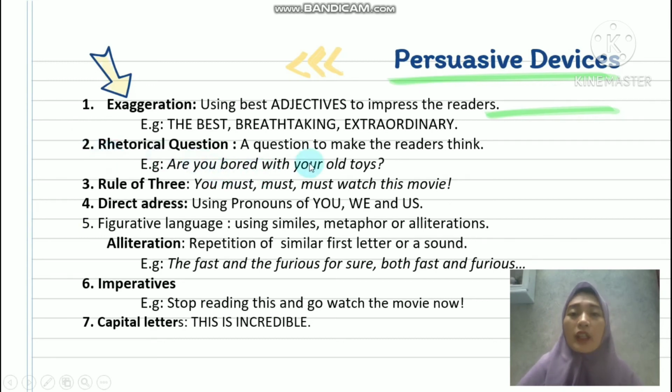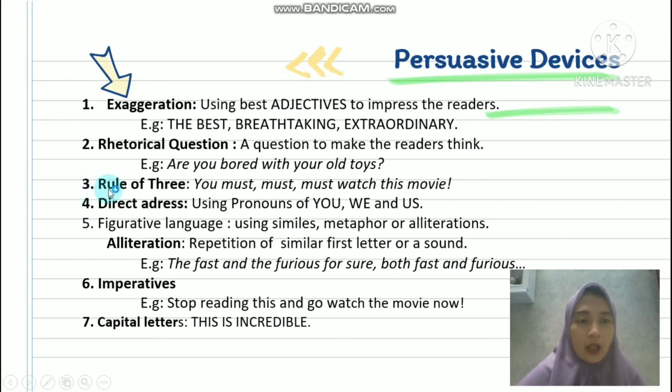And number 2, the second persuasive device is rhetorical questions. It is a question to make the readers think, and actually it doesn't have any answers. It's just involving the readers, yeah, and it makes the readers think. For example, are you bored with your old toys? Yeah, we don't know whether the answer is yes or no, right? It's just making the reader think.